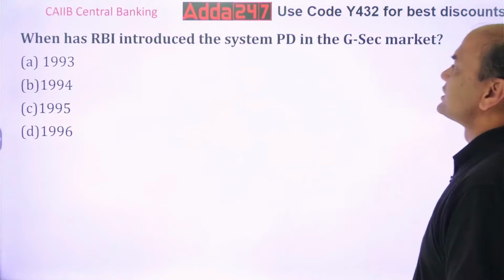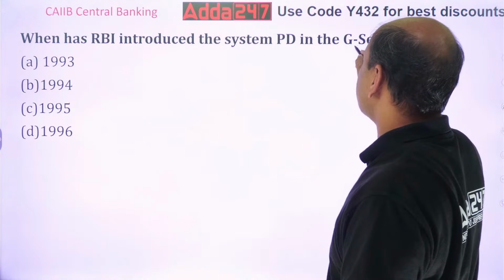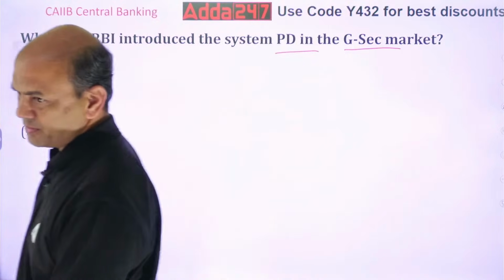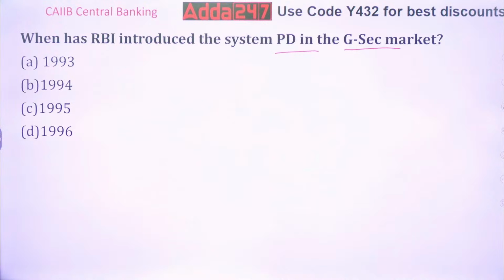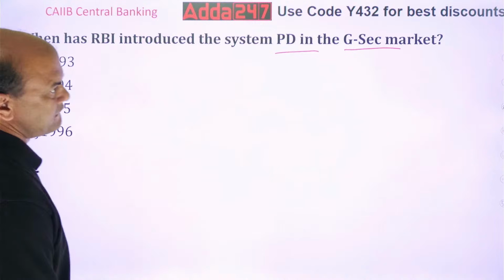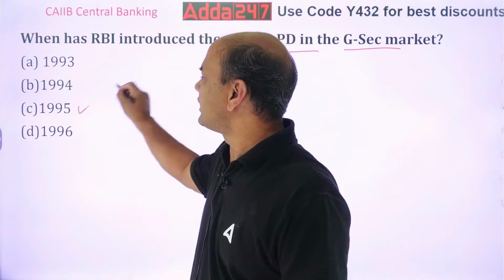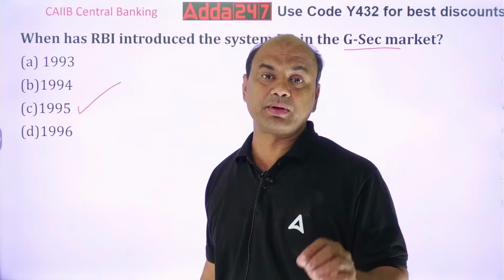When has RBI introduced the system of primary dealer in GSEC market? GSEC market, now look at this, government securities market. When did RBI introduce the concept of primary dealers in government securities market? Was it in 93, 94, 95 or 96? Think, comments, everyone in the comment section. It is 1995. In 1995, RBI introduced these primary dealers.